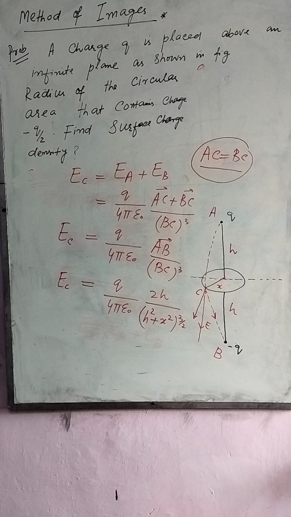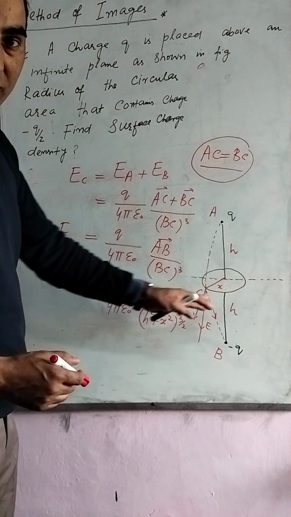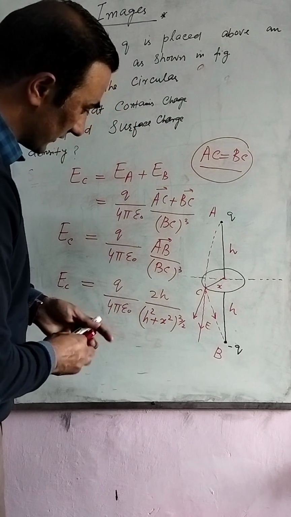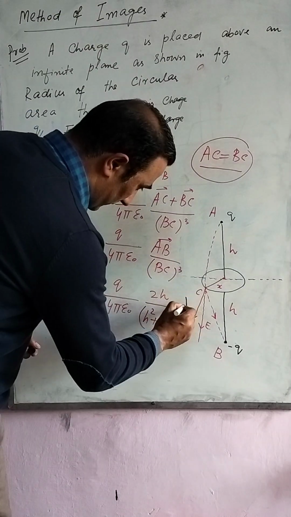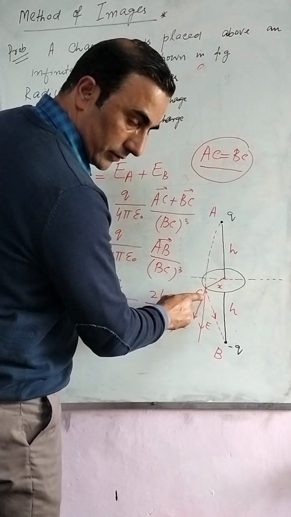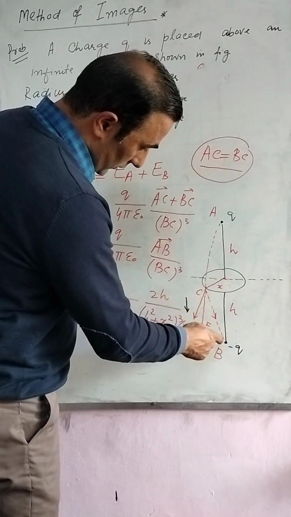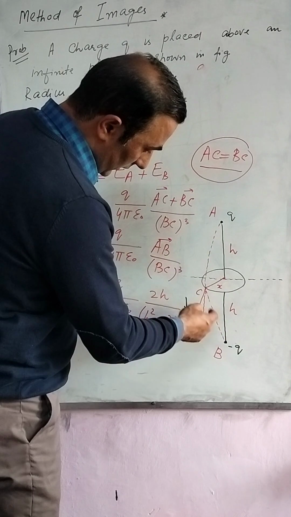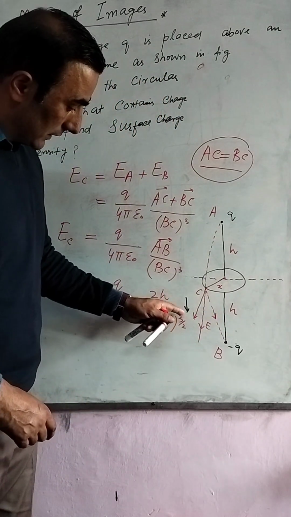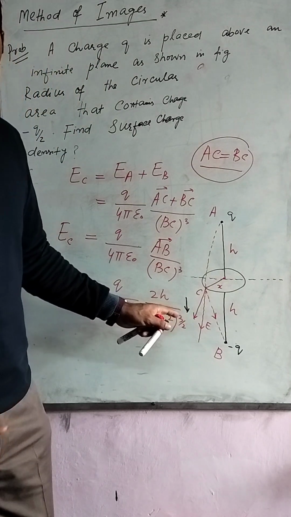And what will be the direction of this field at this point C? The direction of the field will be downwards, because as I already told you, this charge will repel here, right? So it will be downwards. And this will attract, right? So the field will be in the downward direction. This arrow indicates the direction of the electric field.